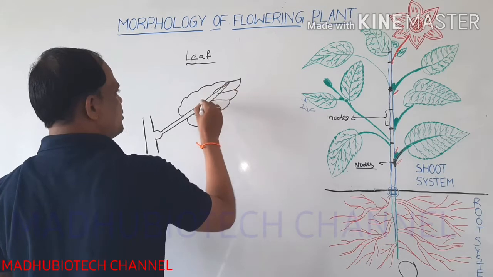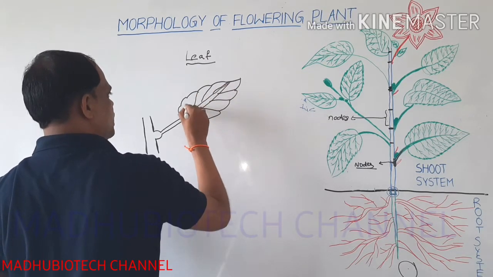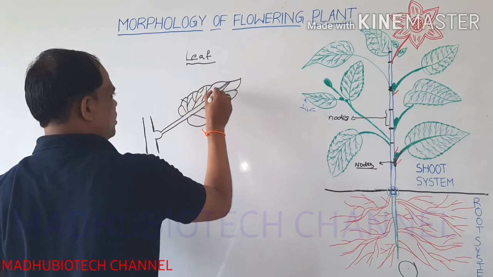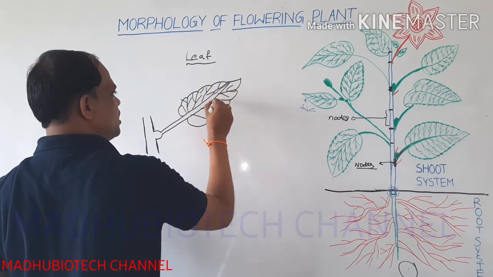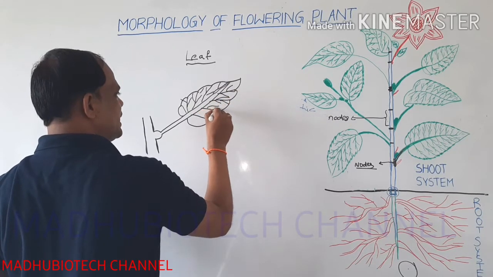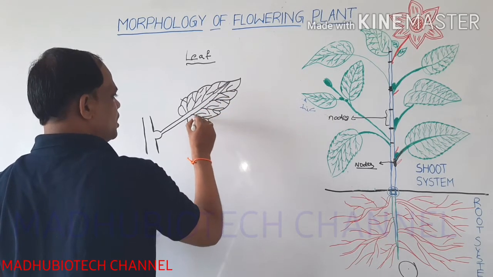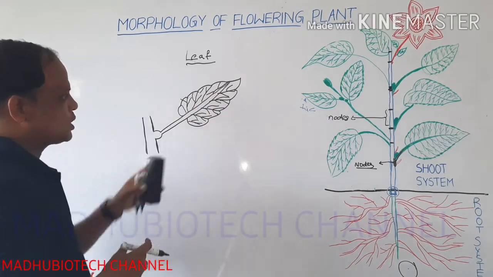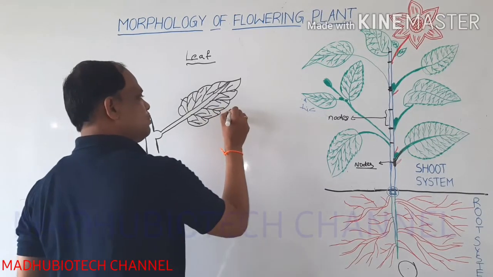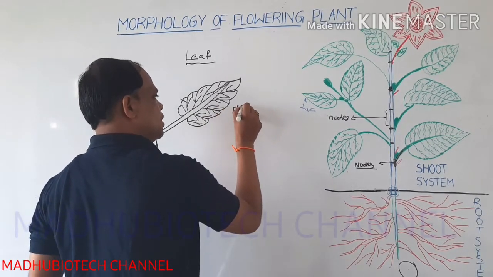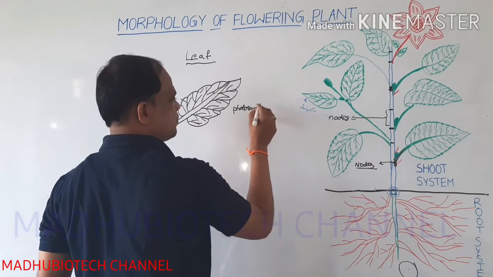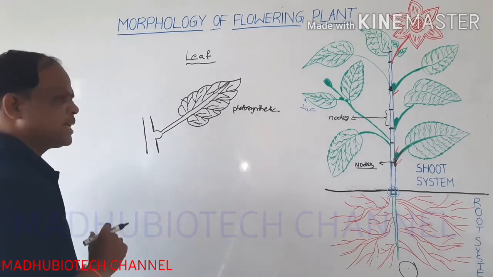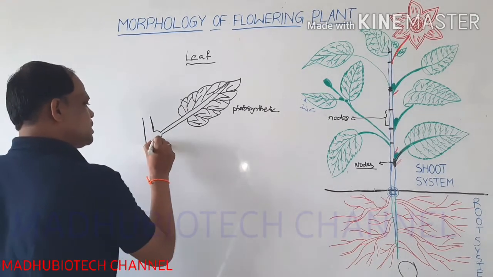Okay, this is the rough diagram of the leaf system. The leaf is the flattened, green-colored, largest structure, which is also called the leaf. This is the main important part, the photosynthetic part. And here the leaf can contain 4 parts.